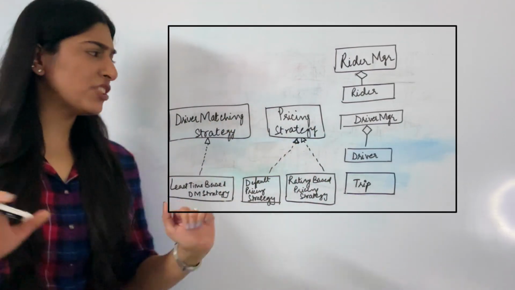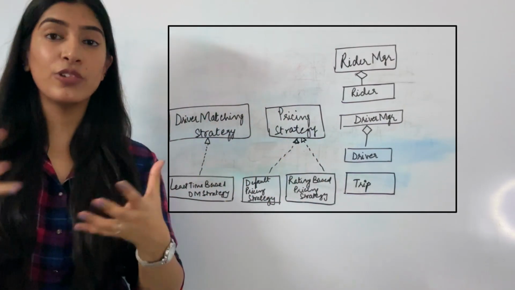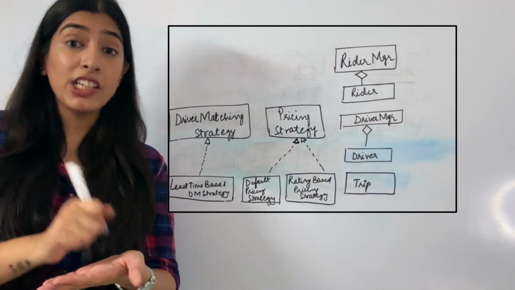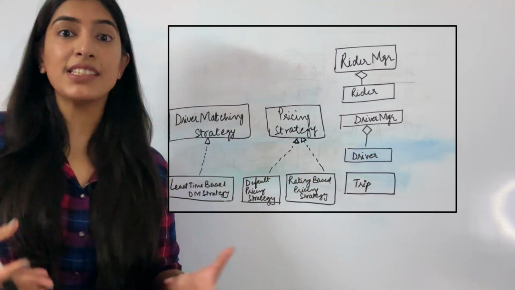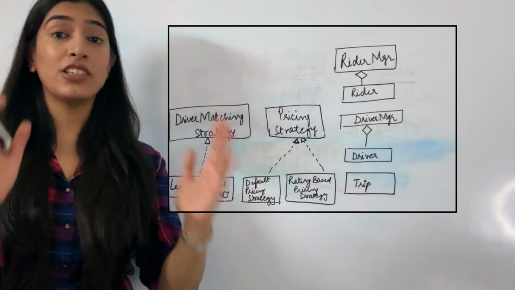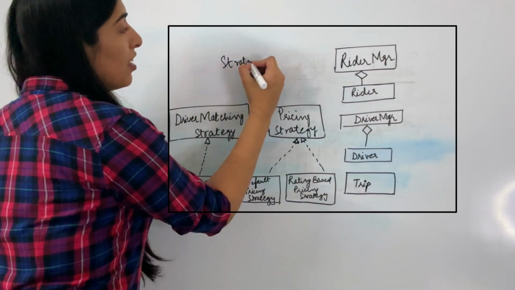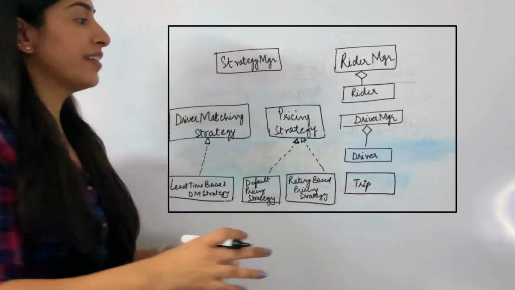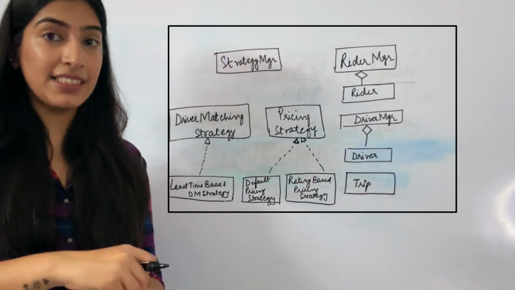So now we have a bunch of strategies or algorithms to decide the pricing and how we are going to do the driver matching. But now someone should be responsible for deciding which strategy I'm going to use right now. There are a bunch of options, but I need to choose one strategy right now, right? So who's going to do that? For that, I'm going to assign one class whose entire responsibility is this, and I'm going to call it strategy manager. The responsibility of this class is managing the strategy. It is deciding that for this particular trip, this is the strategy I want to use for pricing and for driver matching.